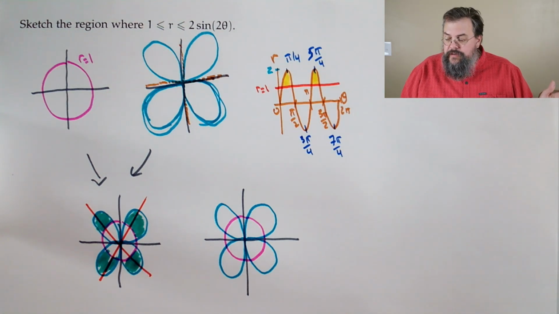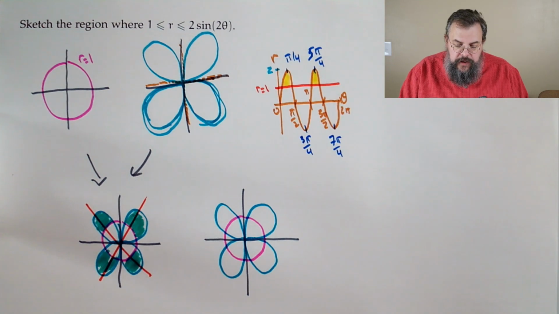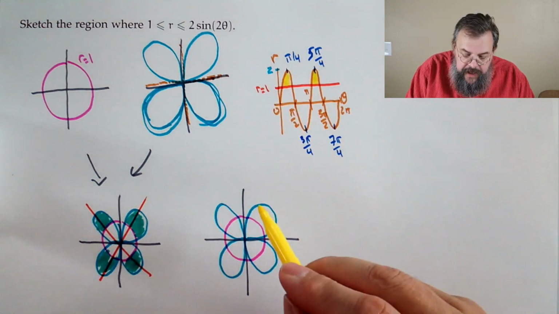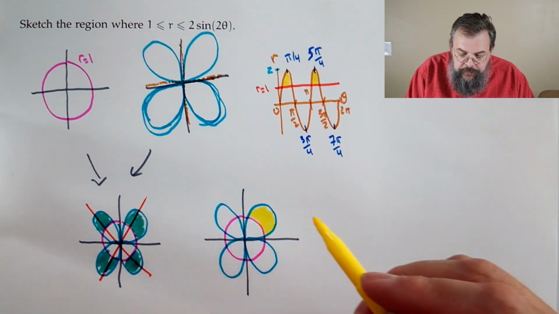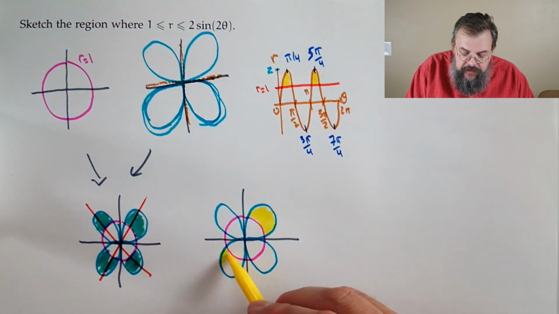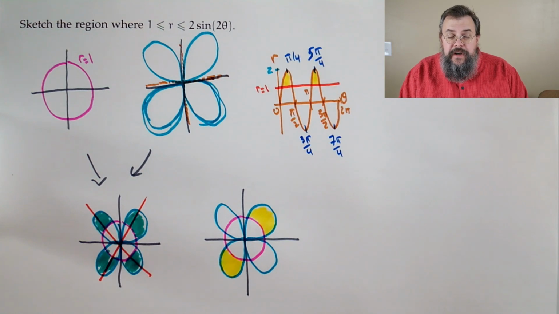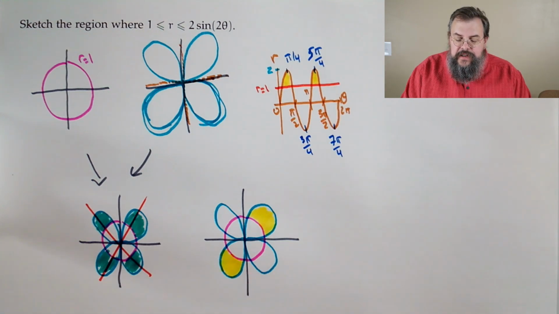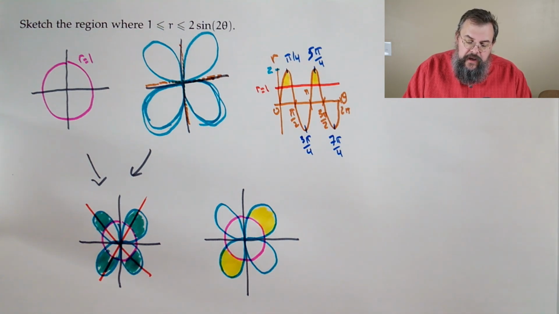So, which are the right ones to shade? Where do we actually end up at? Well, the answer is we end up with the first one between 0 and pi halves. That's where r is positive. And in the third one, between pi and 3 pi halves. And there we go. That's the answer. Good. Good. All right.